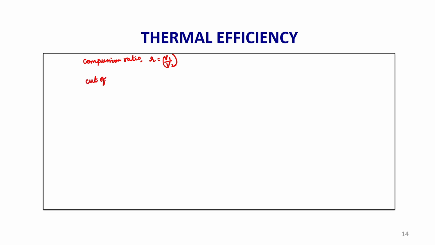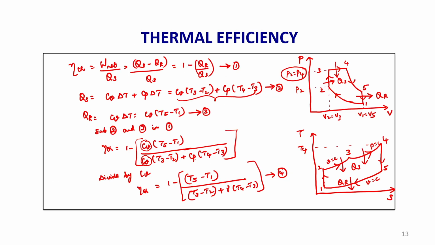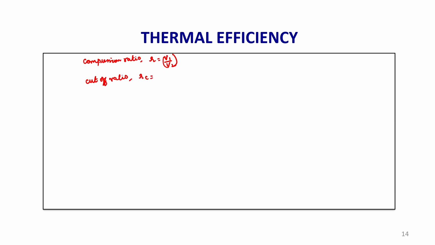Cutoff ratio here is, the symbol used is R suffix C. In the diesel cycle it is V3 by V2. Here cutoff takes place between point number 3 and 4, not 2 and 3. 2 and 3 is constant volume heat addition. Here cutoff is during the constant pressure process. In the diesel cycle constant pressure process is 2 to 3, whereas in a dual combustion cycle the constant pressure process is 3 to 4. So, V4 by V3 is the cutoff ratio. In case of diesel cycle it is V3 by V2.